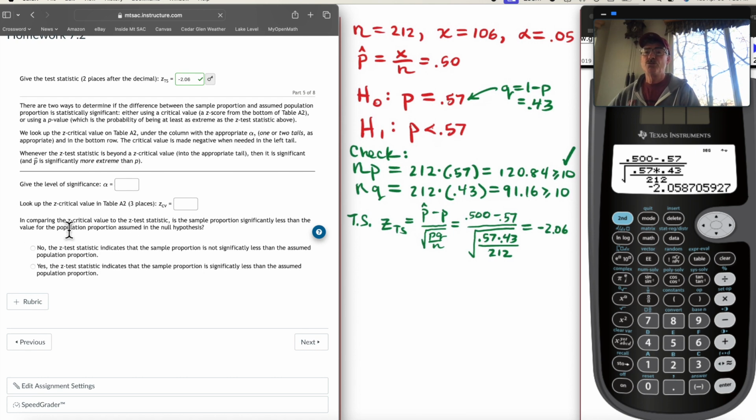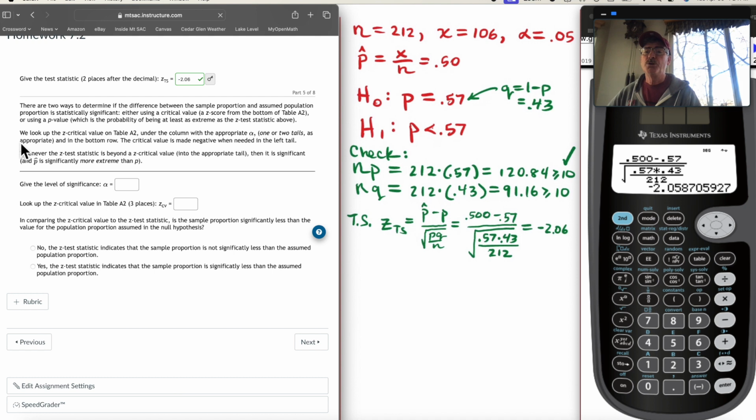Now it says there's 2 ways to determine if the difference between the sample proportion, that's the p-hat value of 50%, and the assumed population proportion of 57% is statistically significant, either using a critical value, which is a z-score from the bottom of table A2, or using a p-value, which is the probability of being at least as extreme as our z statistic, which was the negative 2.06.